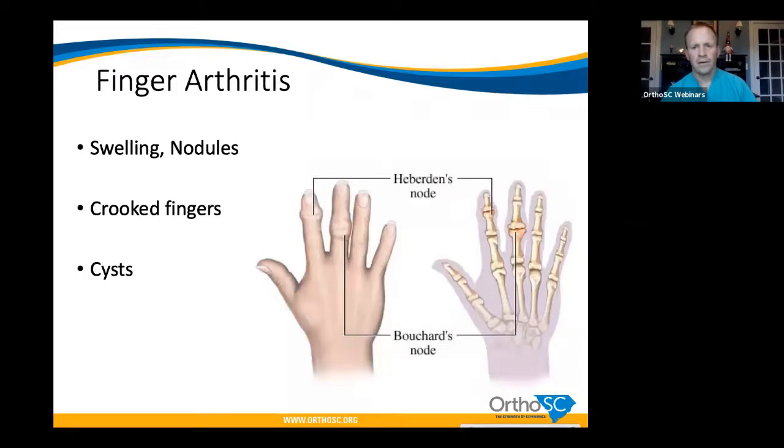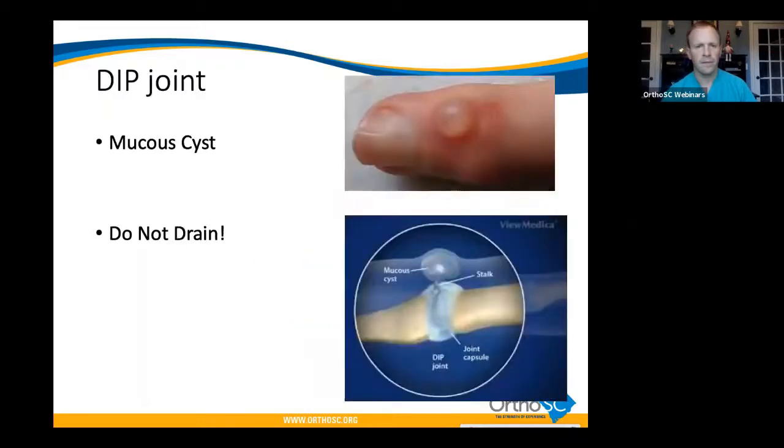So back to finger arthritis, we talked about the swelling or the nodules on your fingers, starting to get crooked fingers. You can get a cyst up by your fingernail. And so this is that cyst. This is called a mucous cyst or mucoid cyst. And so in this top picture, the skin is getting pretty thin. This one is at risk of draining.